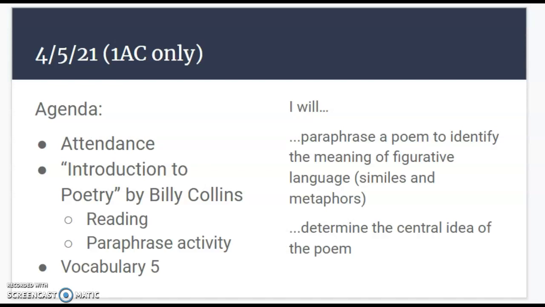1AC, after you do attendance, you're going to read the poem Introduction to Poetry by Billy Collins. You'll read and do the paraphrase activity, paraphrasing the poem to identify the meaning of the figurative language, including similes and metaphors, and determine the central idea.